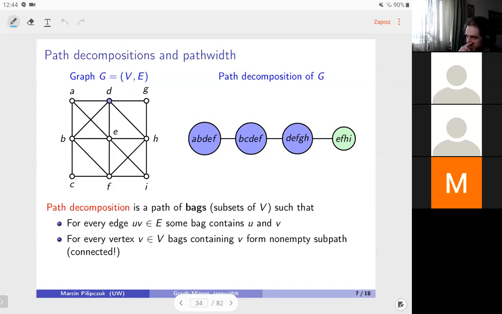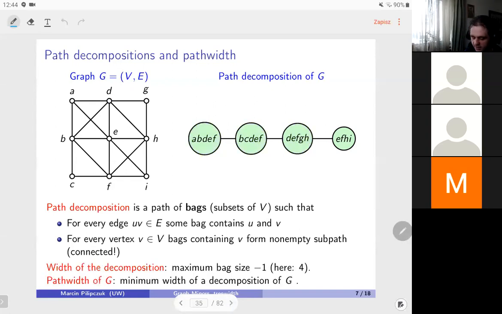Okay. And I hope it's quite visible that this is really the same as the previous one. If we now say that the width of the decomposition is the maximum snapshot size, the maximum bag size minus 1, then the path width of the graph is the best width we can find, because now we can look for the best path decomposition, the minimum width path decomposition.